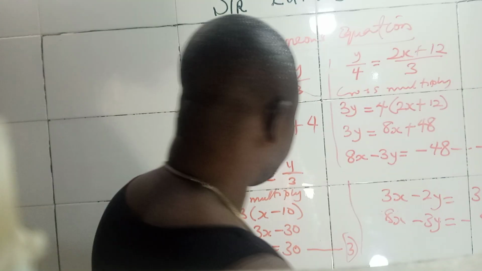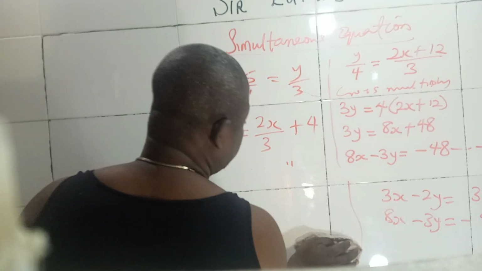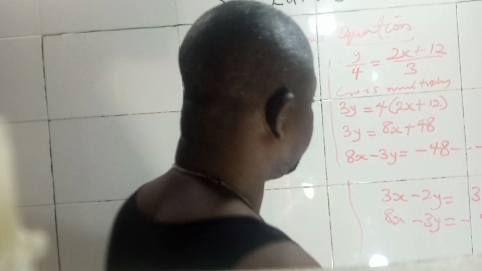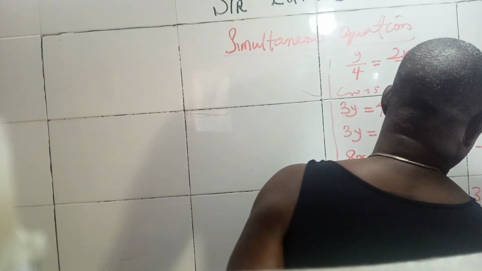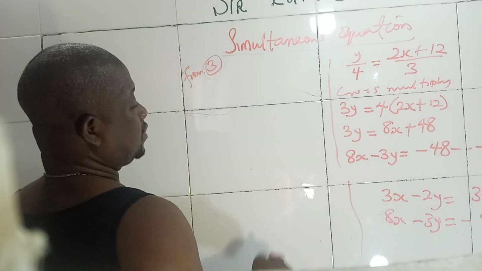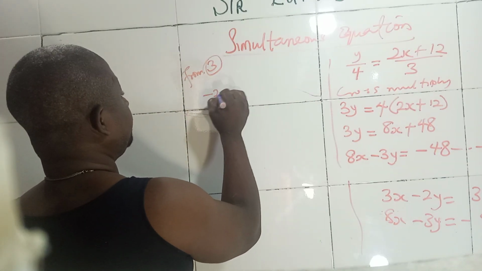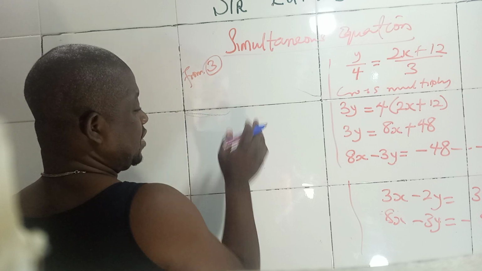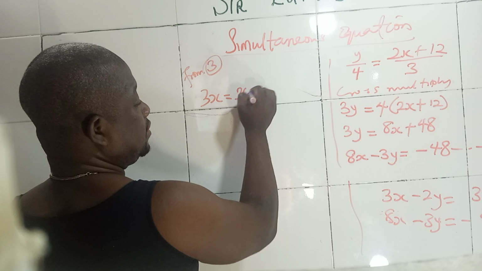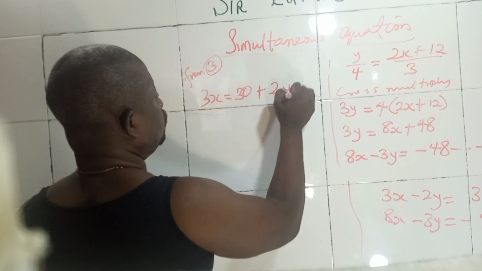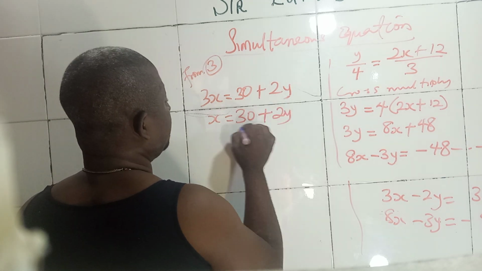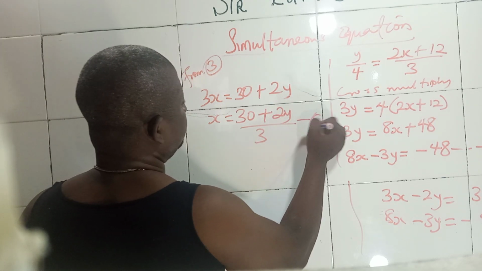By using the substitution method. To use the substitution method, like I told you, always be careful of the coefficients. Go for the one with the lowest coefficient. So let's go for equation 3. From equation 3, let me work for it so that I avoid sign errors. 3x is equal to 30 plus 2y. So I can say x is equal to 30 plus 2y all over 3. So this is equation 5.